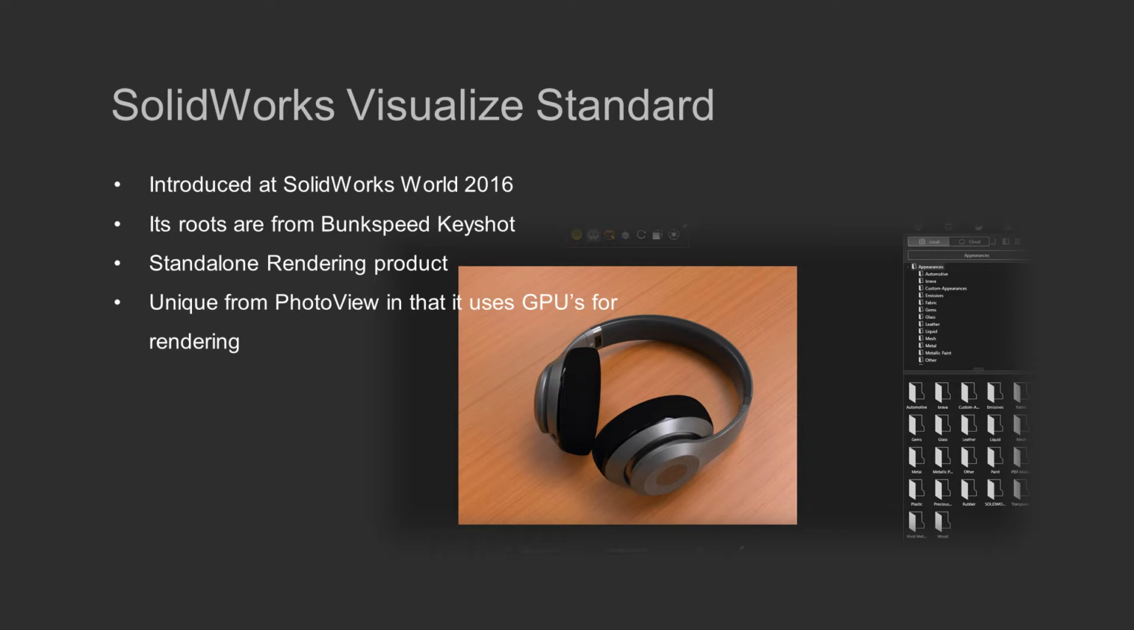Its roots are from Luxion's Bunkspeed Keyshot, a product that existed years before it was introduced in 2016. It's unique from PhotoView in that not only is it a standalone rendering product, it uses your graphics cards, GPUs, for previewing and rendering. And the result of that is a much more interactive experience when it comes to setting up your rendering and then rendering it. It can be much quicker also.